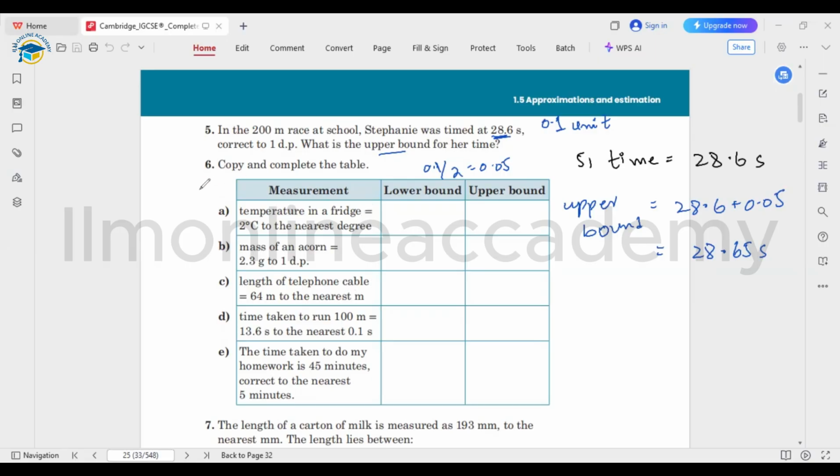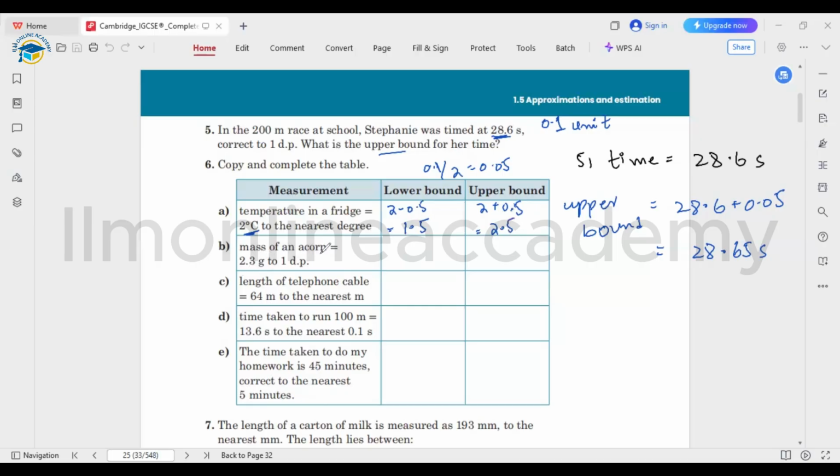So let's move towards the 6th part. In the 6th part, you need to copy and complete the table, sometimes with the upper or lower bound for the numbers according to the given different scales. So the A part is temperature in the fridge equals 2 degrees Celsius to the nearest degree. As this is a whole number, a one-unit number, for finding the lower bound from this 2 we need to subtract 0.5, and for finding the upper bound in 2 we need to add 0.5. So 2 minus 0.5 will be 1.5. This will be your lower bound, and the upper bound will be 2.5.